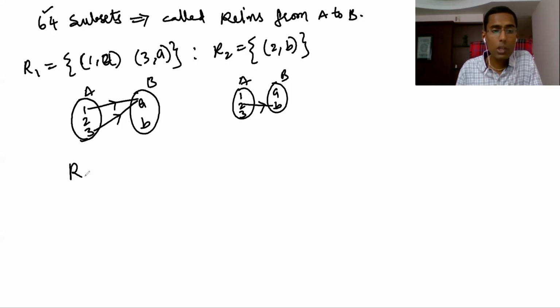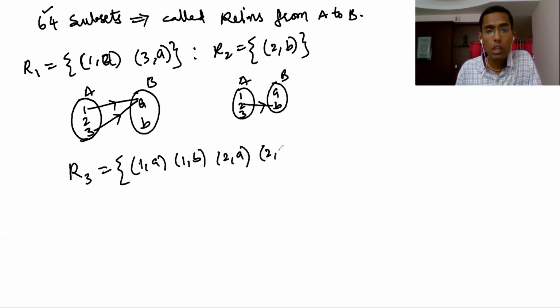Now one more relation I am writing, R3. What is that? 1A, 1B, 2A, 2B, 3A, 3B. That means A cross B is a subset of itself. A cross B is a subset of itself. I missed 3A, I did not write it, I wrote 3B only. So now this R3 is also one relation.